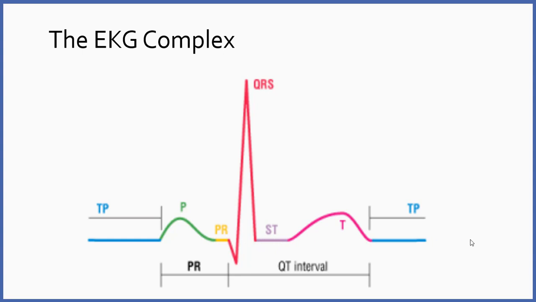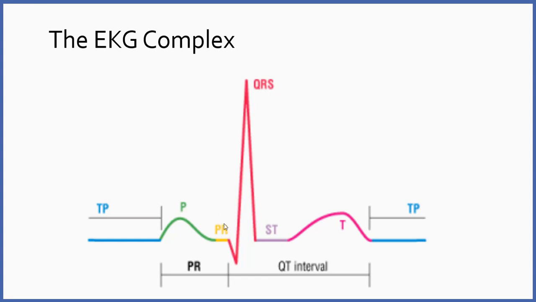All right, so we do some measurements that we're going to be talking about in the next part. We do measurements across the horizontal axis that help us figure out how well the conduction is working, and we'll get into that. All right, our next complex is our QRS. Now, our QRS represents ventricular depolarization.